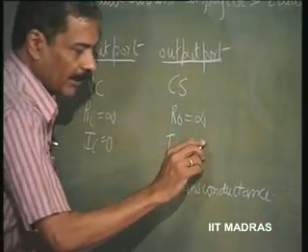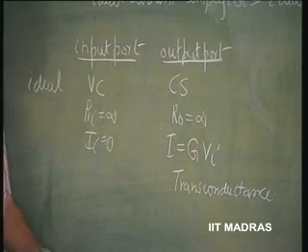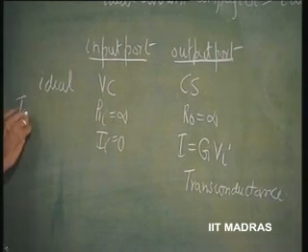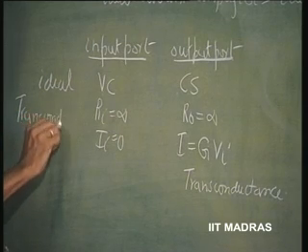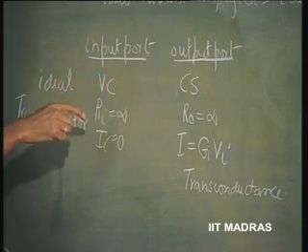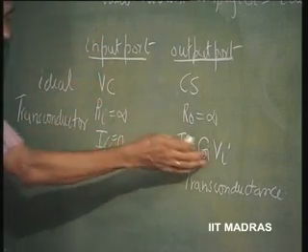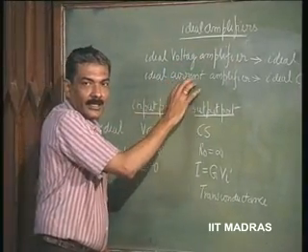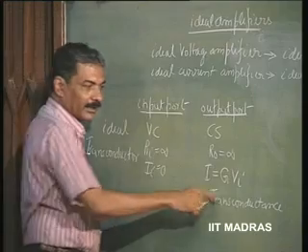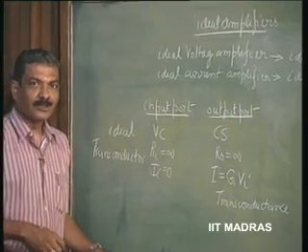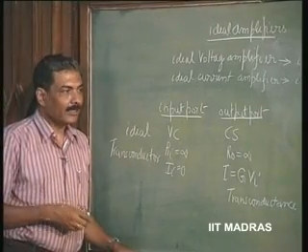So, this is G times Vi. R naught is 0. So, this is basically called a transconductor. As against the voltage amplifier, where the forward transfer parameter from input to output was voltage gain, in the current amplifier it was current gain. In this case, it is transconductance. And this amplifier is called a transconductor amplifier, which is gaining popularity in present day integrated circuit designs.